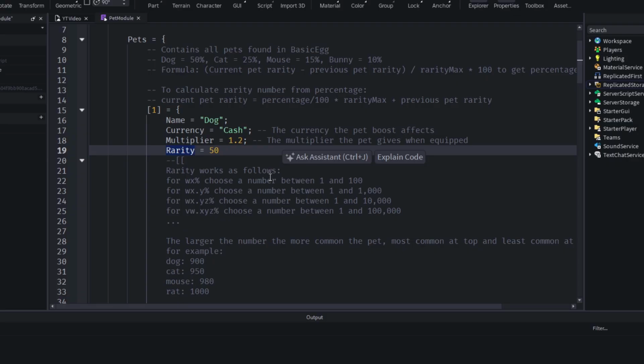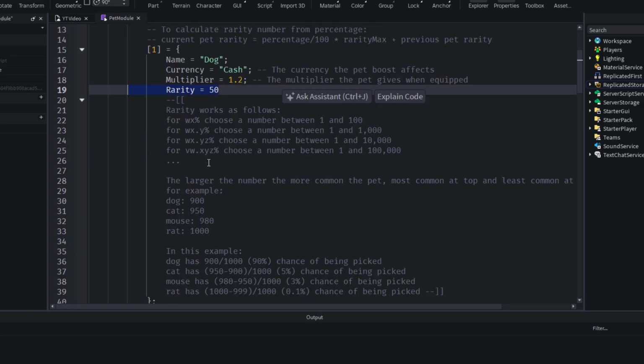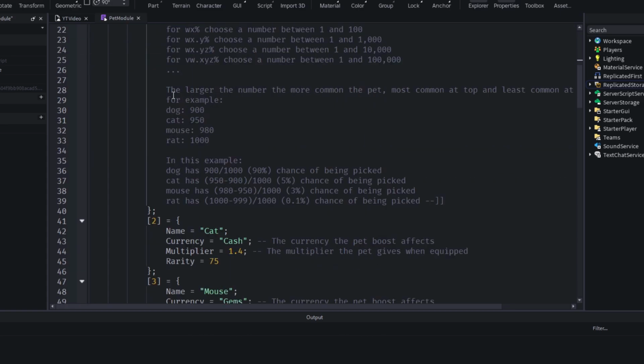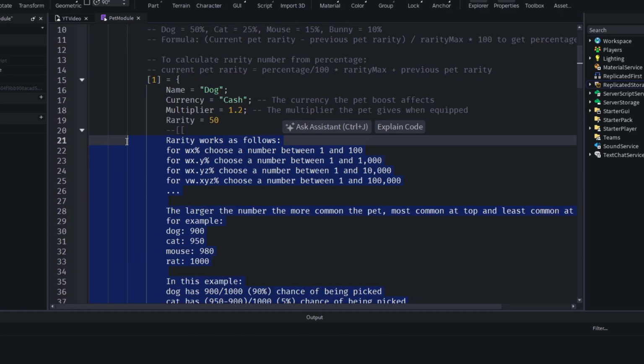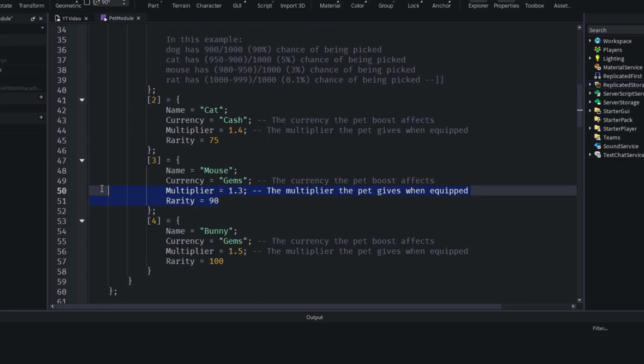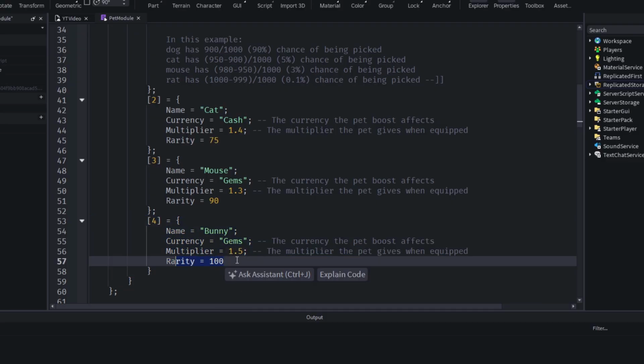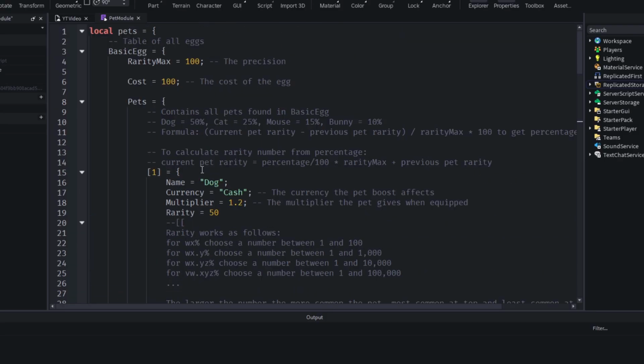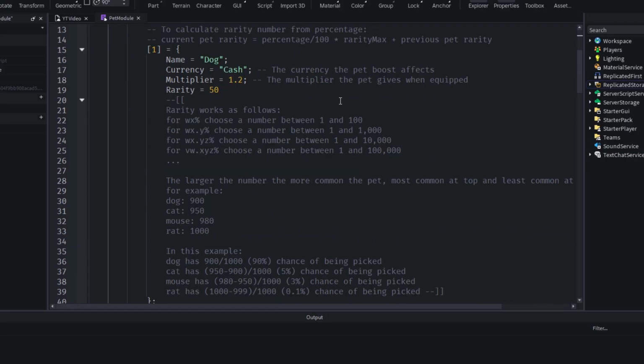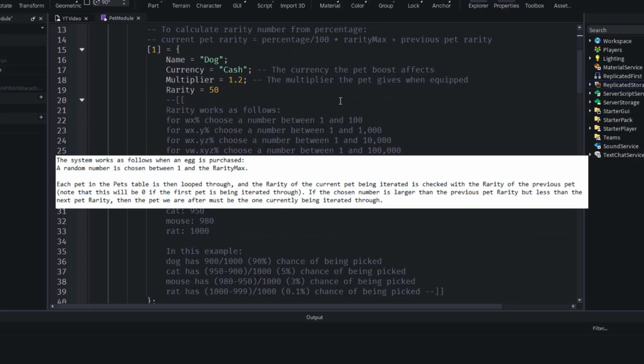The rarity is a number converted to a percentage to find the chance of the pet being selected. The first pet in the pets table will be the most common, which will also be the lowest number. Pets must get rarer the further down the table they are, so my second pet has a higher rarity, my third pet has an even higher rarity, and the fourth is the rarest. The rarest pet must have a rarity equal to the rarity max, so rarity equals 100 and the rarity max is 100.